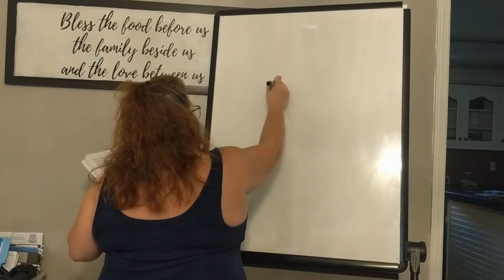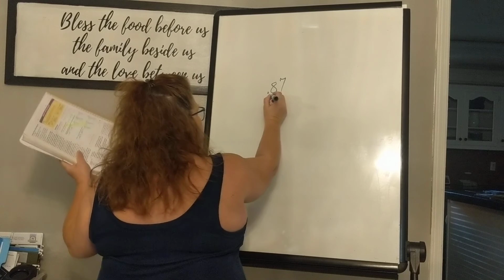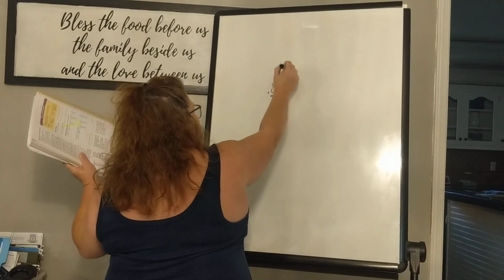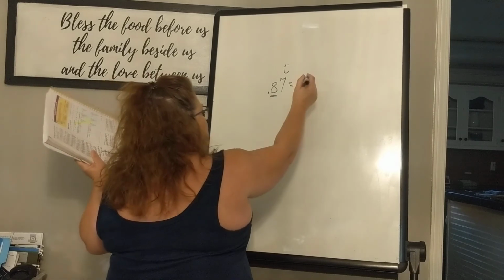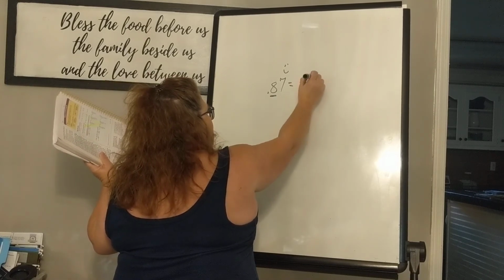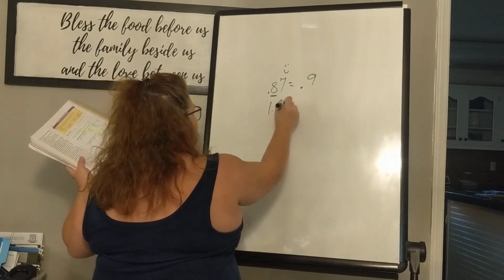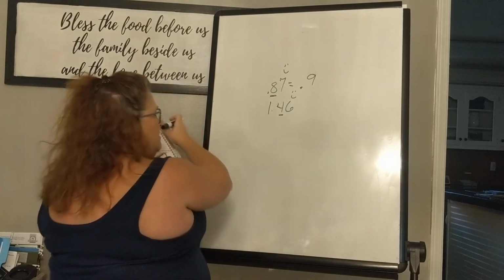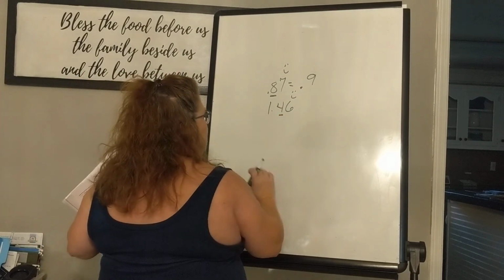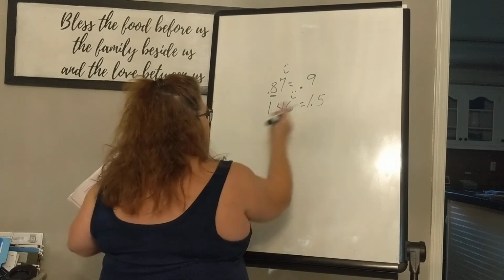So for number 1, we have 0.87. Our directions are asking us to round to the nearest tenth. So here's my tenth place. This is where I'm rounding. This is my looker digit. It's 5 or above, so I must add 1 to my place where I'm rounding. So it is 0.9. Next we have 1.46. We're rounding to the nearest tenth. This is my looker digit. It's more than 5, so I add 1 to the place I'm rounding, so 1.5.